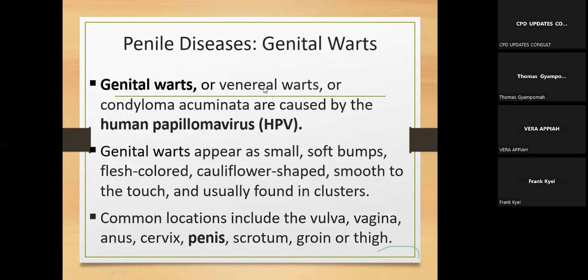All right. This will be our last lesson for the day. And we're talking about genital warts. We call them genital warts or venereal warts or condyloma acuminata. All right, they are the same thing, depending on who is describing them. They are caused by human papillomavirus, the HPVs. The HPVs cause genital warts.